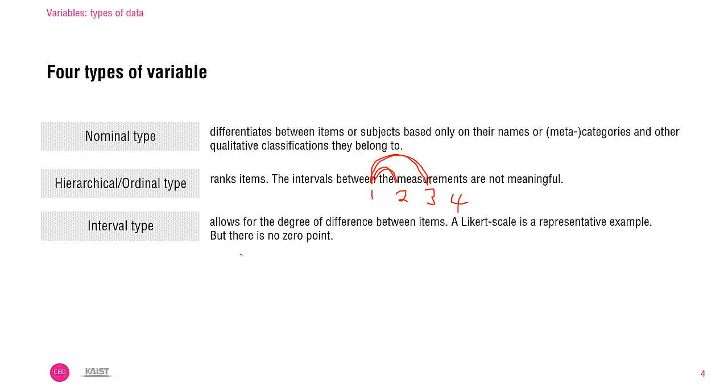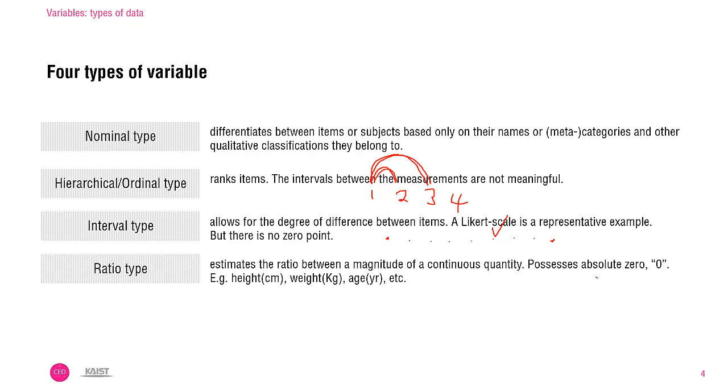And the interval type allows for the degree of a difference between items. Typically, a Likert scale. A Likert scale is if you ask like I hate it, I like it, and you have in-between steps, and your participants pick or tick one position here or there. So it's a scale of asking likelihood toward any direction. A Likert scale is a representative example, but there is no 0 point.